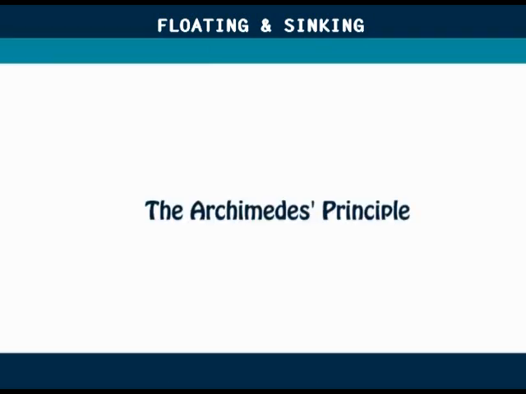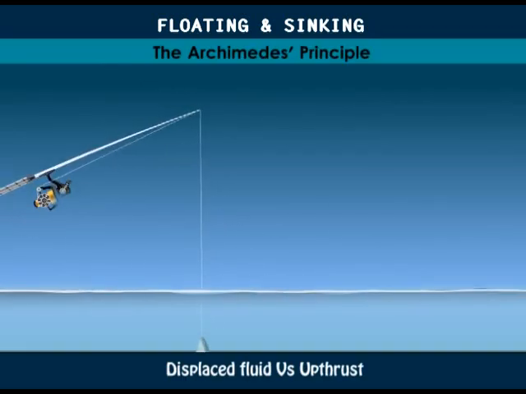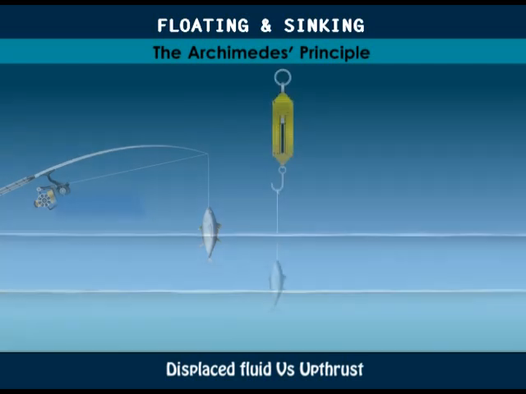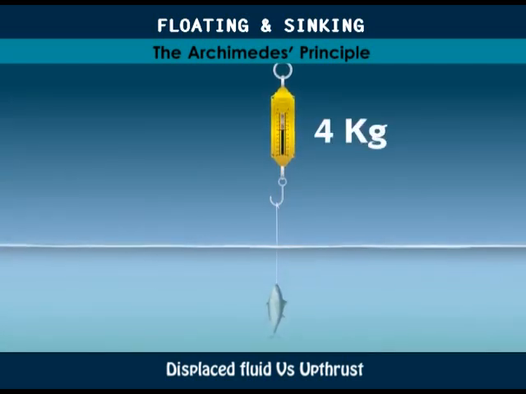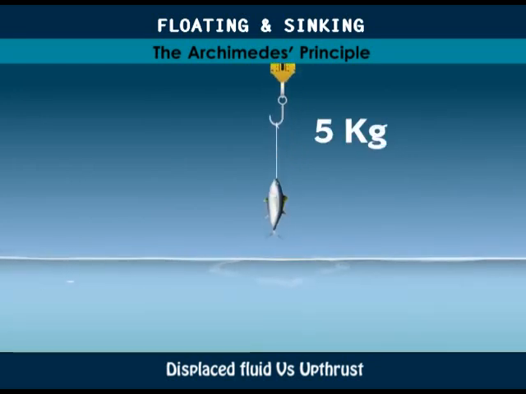Let's get deeper into upthrust by looking at what we call the Archimedes principle. Now, consider a fisherman catching a fish with a fishing line. When pulling the line, it is felt the weight of the fish in water is less than that in air. For instance, the weight in water may be 4 kilograms, and the weight outside is 5 kilograms.